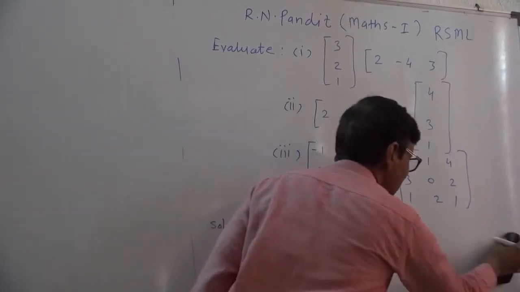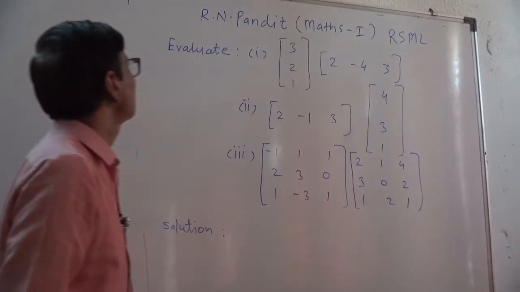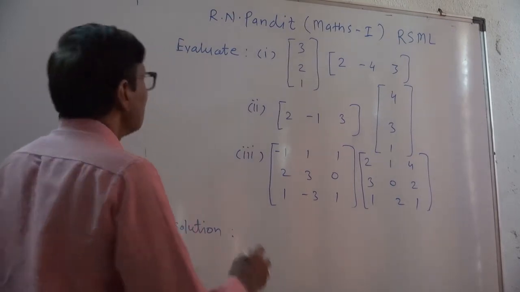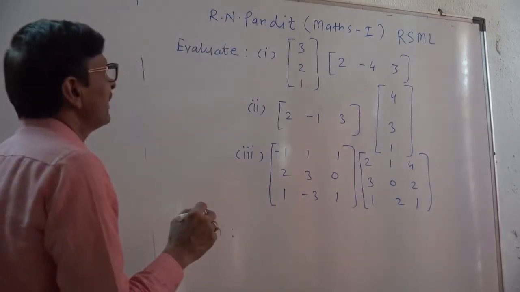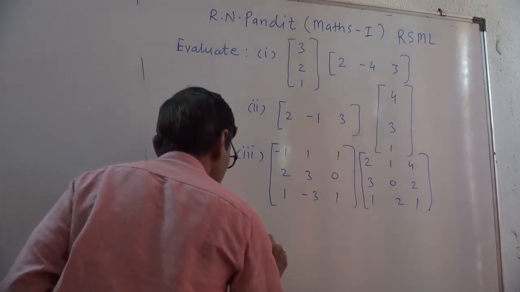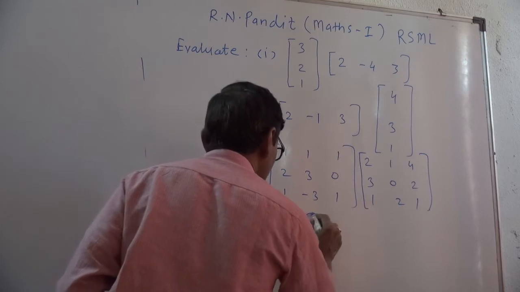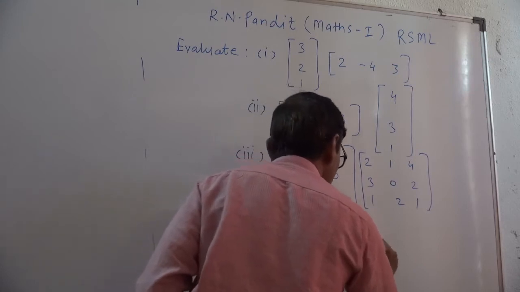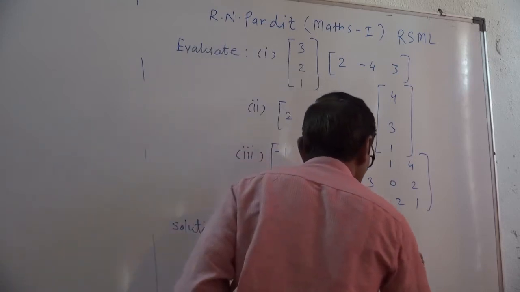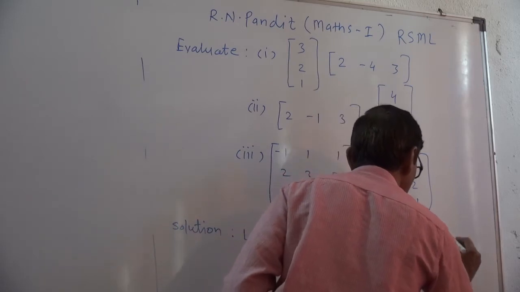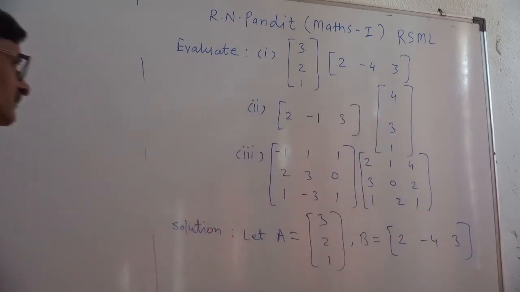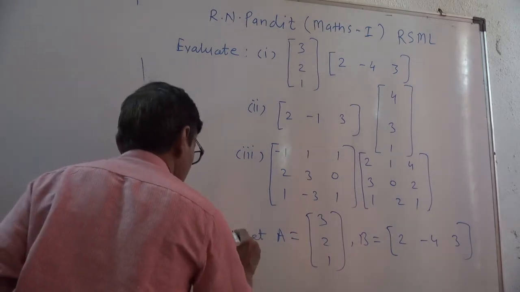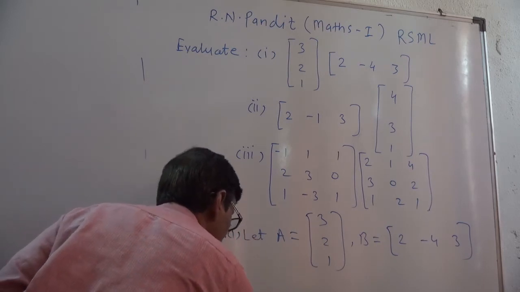Now let us consider a few examples. Here we have to find the value of these products of matrices. Let us denote the first matrix by A and the second matrix by B. So let A be the first matrix, 3, 2, 1, a column matrix, and B the second matrix, a row matrix, 2, minus 4, 3. Now we have to find the product AB.